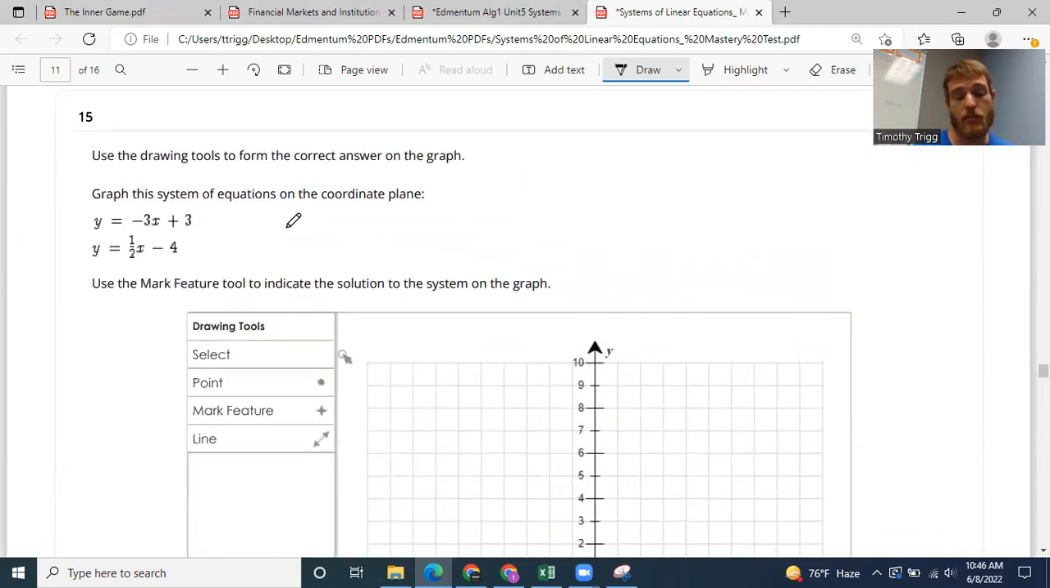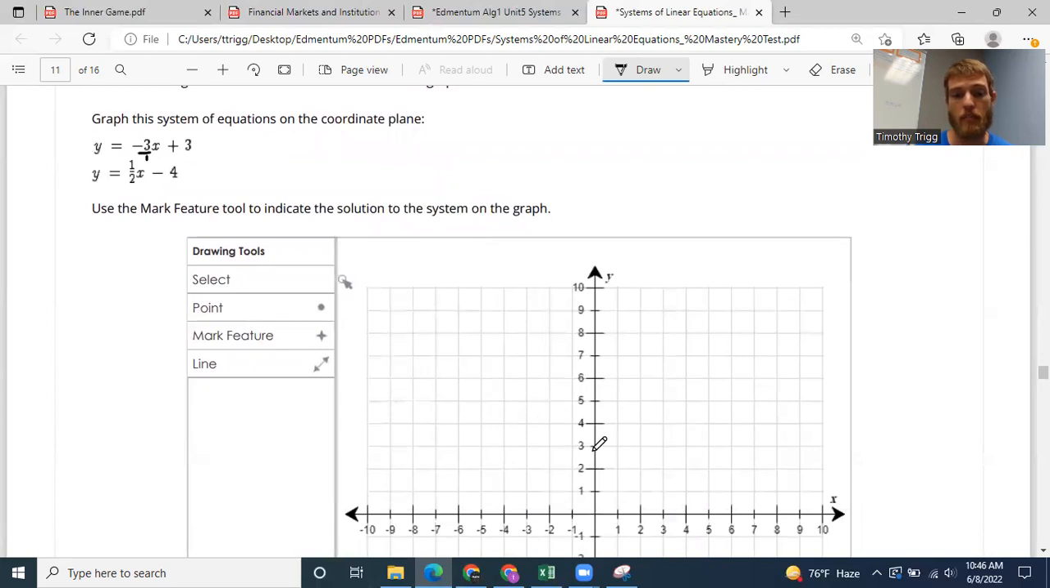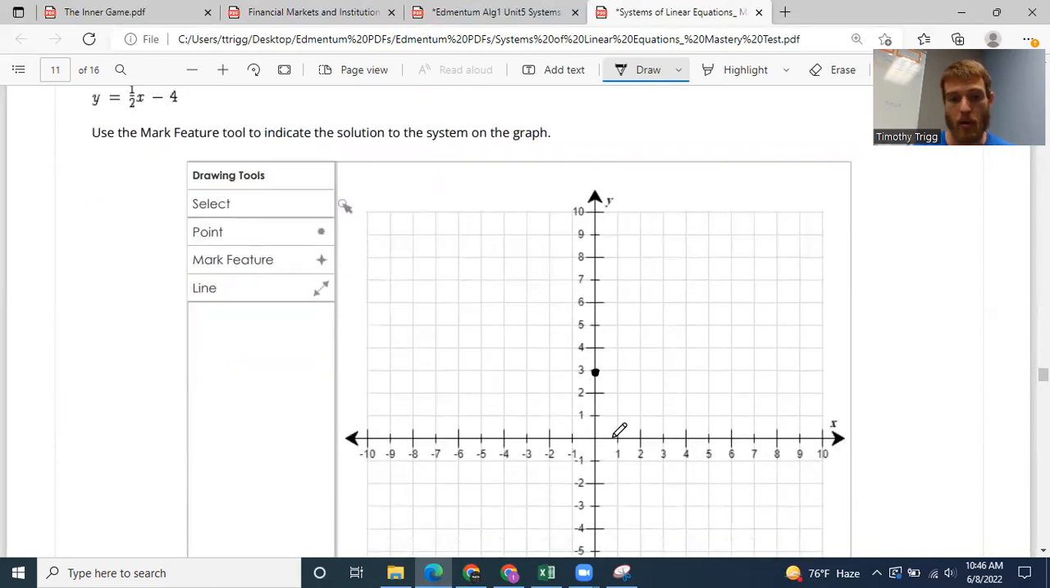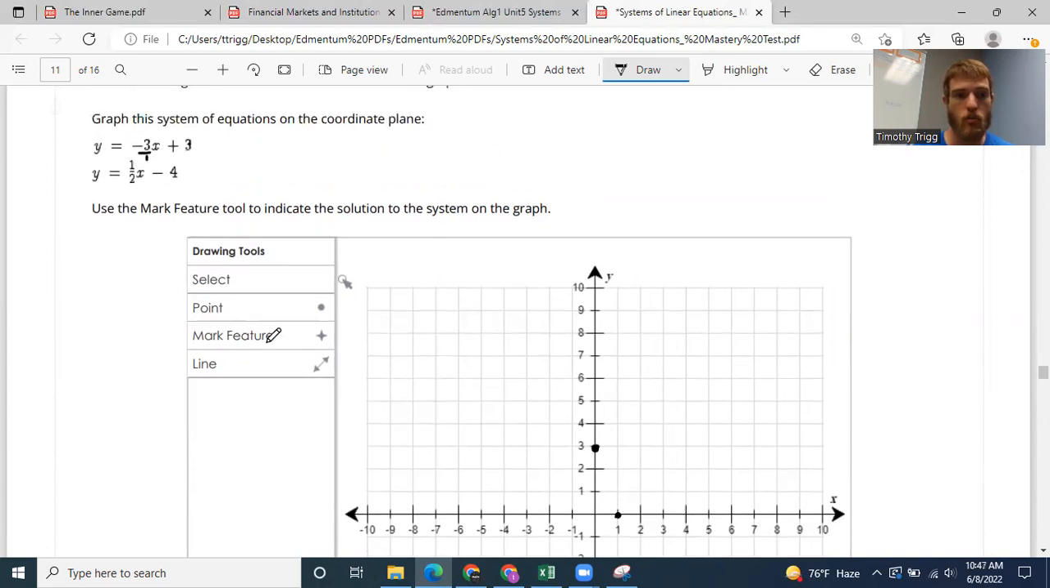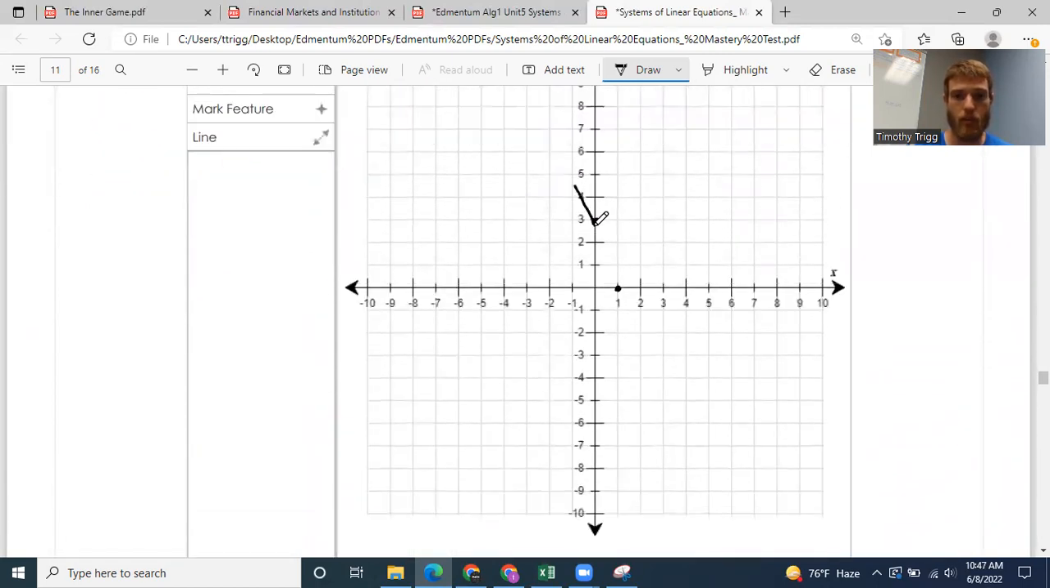This one's the same idea as the last one, actually. Here for this first equation, your slope is negative 3. You can think of it as negative 3 over 1. So to graph this line here, you would take the y-intercept of 3. And then you'd go down 3 over 1. Use the line tool, click and drag from here to here, and then that should create your first line. See if you can draw the second line and see where the two lines cross. This one should look like this.